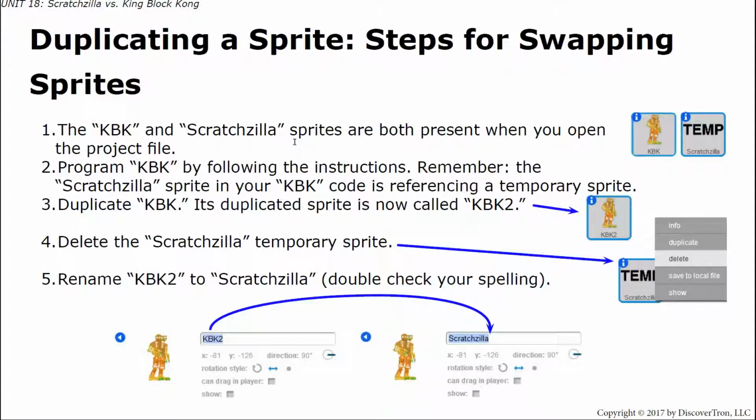Okay, so to summarize what you just saw, we took the KBK sprite, we programmed it, and then we duplicated it, and it became KBK2. Then we go through and delete the temporary sprite, which was called Scratchzilla, and we rename KBK2 to Scratchzilla. And that's all you need to do to get your code duplicated.